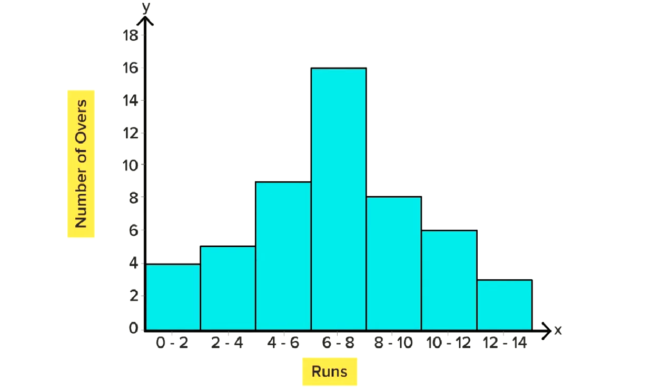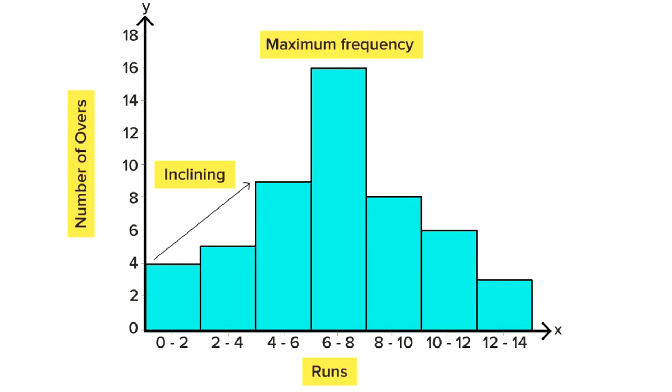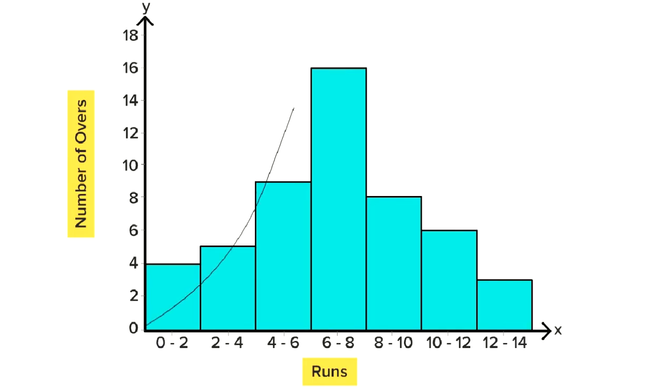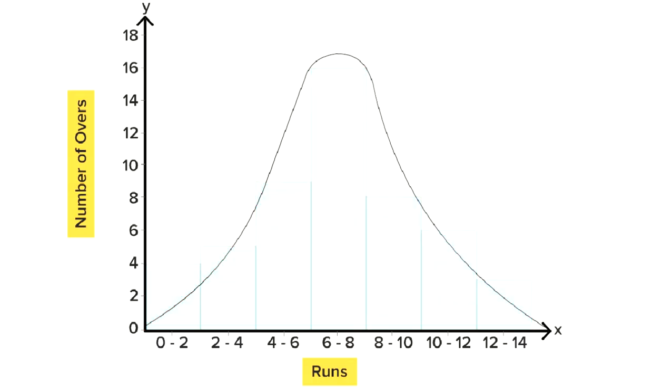In this graph, we can see that most of the overs had 6 to 8 runs scored in them. There are a few low scoring overs and a few high scoring overs. So, there is a pattern of inclining, reaching a maximum frequency and then declining. If we draw a smooth line based on the frequencies, we will get a bell-shaped figure as shown here.